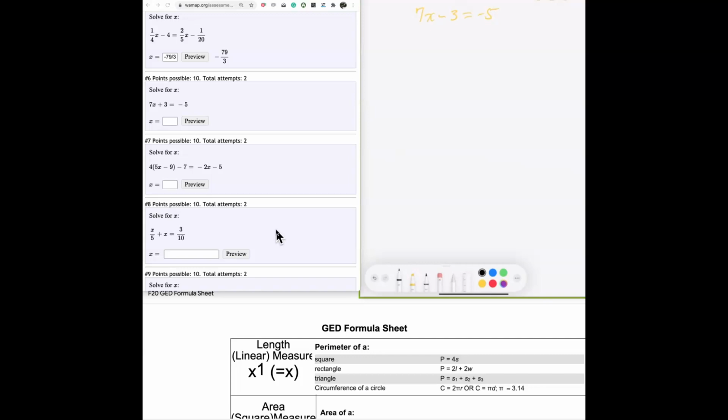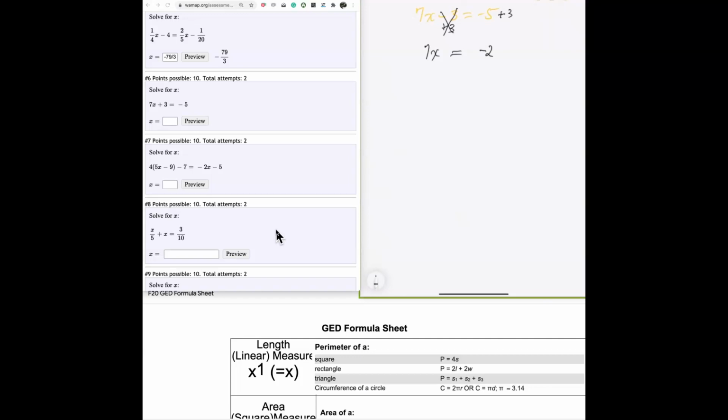So we're going to add 3 to counteract the negative 3, and we have to add 3 to both sides. Negative 3, positive 3, there's mutual annihilation. And then we have 7x is equal to negative 5 plus 3. These numbers have 2 different signs, so we take the difference between the 2 numbers, which is 2, and the larger number 5 has the negative sign, so the 2 will also have a negative sign. 7x is equal to negative 2.